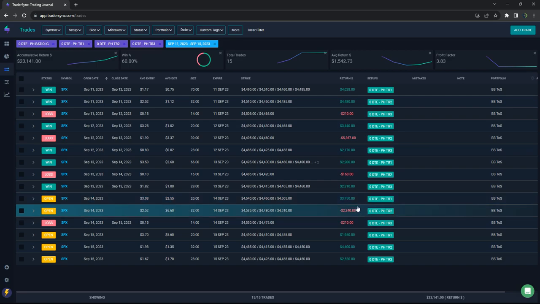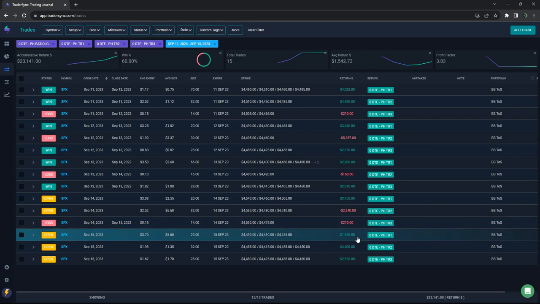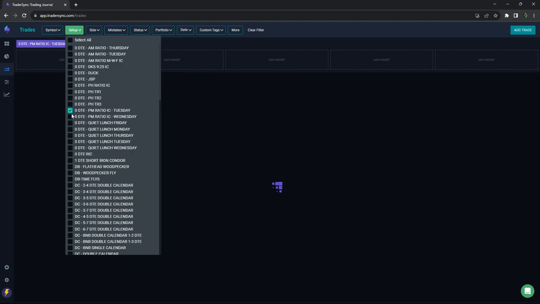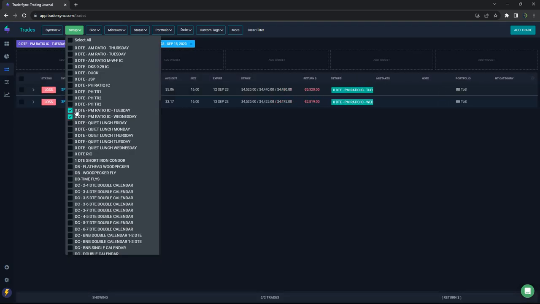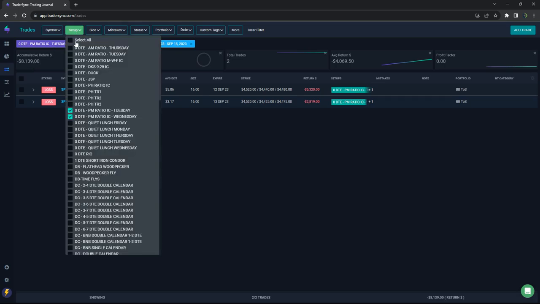Tranche 1 was the big winner. Tranche 2 and 3 were losers. And then today, after a terrible morning, Power Hour came through and gave me nice winners on all three tranches. So net plus $23,000 for the week. On the PM ratio Iron Condors, just two of those trades, two losers, minus $8,100 on those.